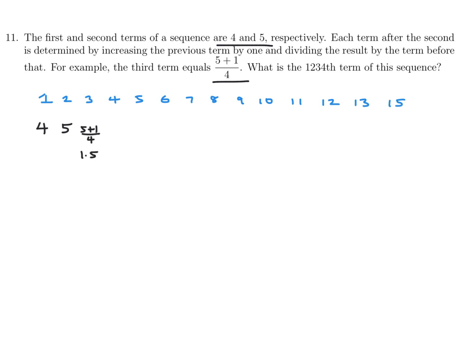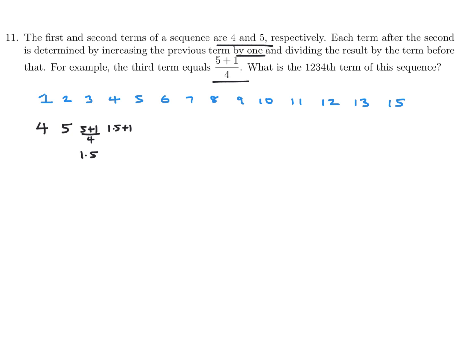So obviously we're not getting integers every time. The fourth one, you take the 1.5, add the previous term. Oh no, you add 1. Hold on, always adding 1. Okay, add 1, and then divide by the previous.